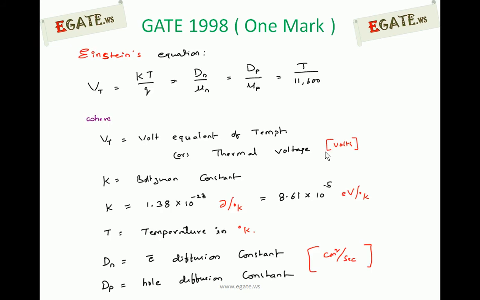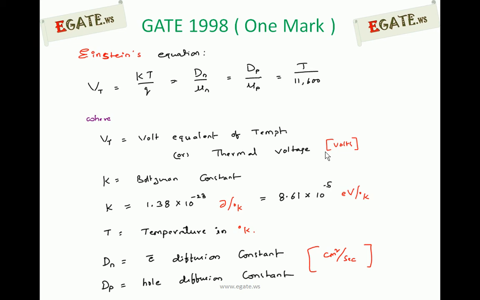We know the Einstein equation. The Einstein equation for semiconductors is Vt equal to kT by Q equal to dN by mu n equal to dP by mu p equal to T by 11,600. Vt is nothing but the volt equivalent of temperature, or simply thermal voltage. So the units for this one are volts.